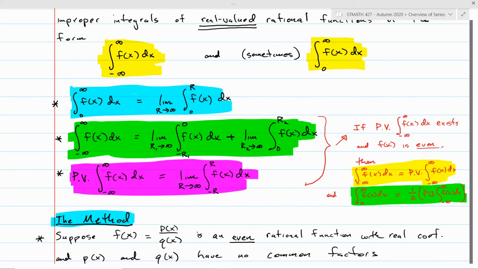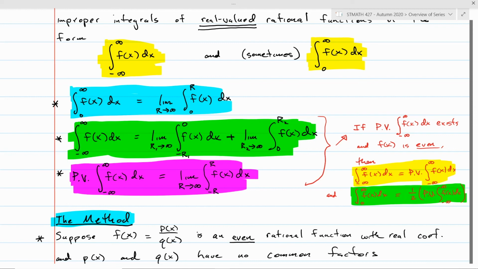So the little note in red on the side here says that if that limit in pink exists, and you know that the function f of x is even, which just means that f of negative x is the same as f of x, so it just means it has symmetry about the y-axis.